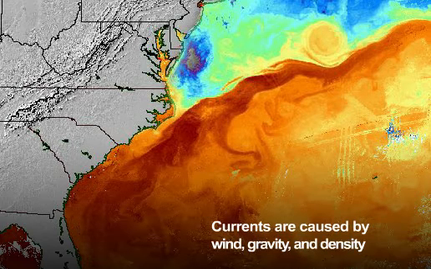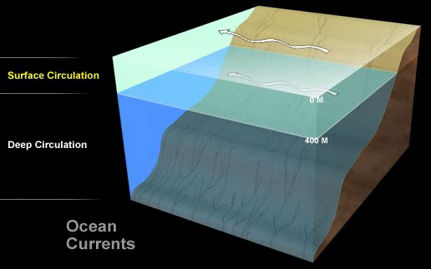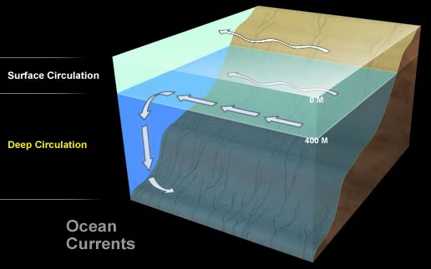Currents are caused by winds, gravity, and variations in water density in different parts of the ocean. There are two distinct current systems in the oceans: surface circulation, which stirs a relatively thin upper layer of the sea, and deep circulation, which sweeps along the deep sea floor.